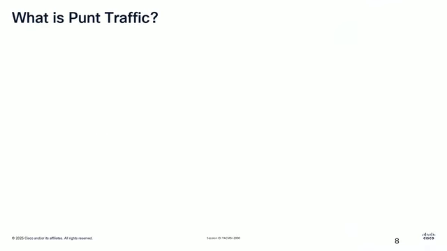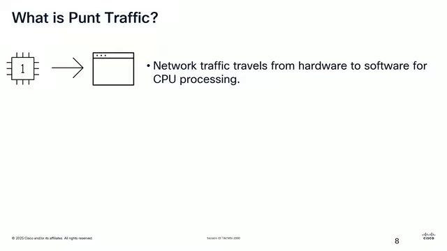The first one is that punted traffic is network traffic that travels from hardware to software for CPU processing. Why is that? Because basically the router needs to analyze the content of the packet and needs to get, for example, the source IP and destination IP.